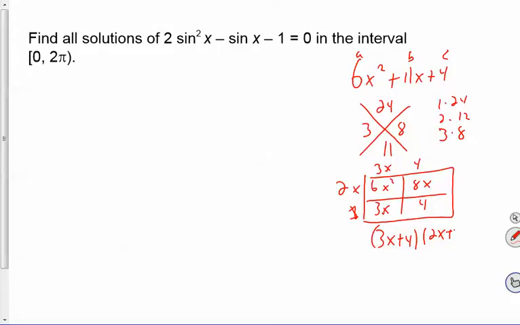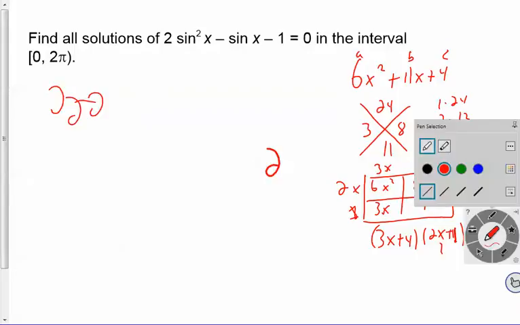Okay, so let's now talk about find all solutions to 2 sine squared x minus sine x minus 1 equals 0. There are two ways to think about it. One way to think about it is to replace the sine of x with an x. So I'm going to replace it with 2x squared minus x minus 1 equals 0.